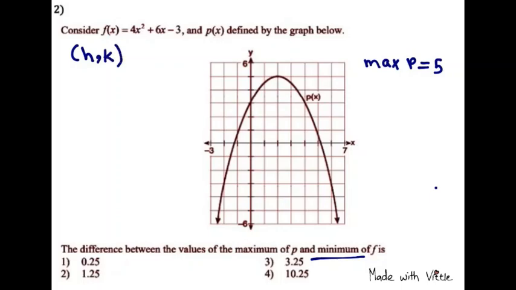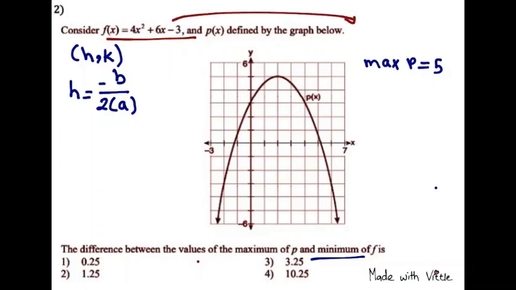First, we will find h. H is equal to negative b over 2 times a. This here is a quadratic equation, and a quadratic equation is y equals ax squared plus bx plus c. So here b is 6 and a is 4. To make it easier, we will write it down. B is equal to 6 and a is equal to 4.